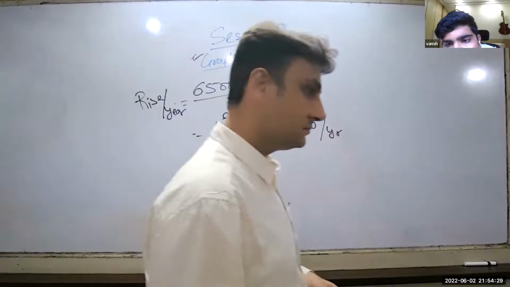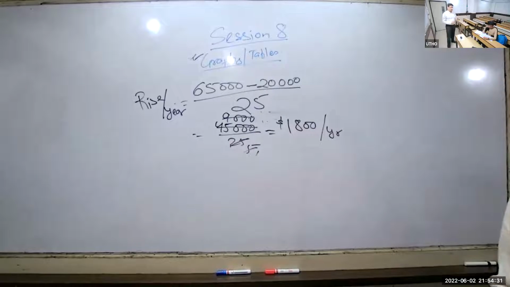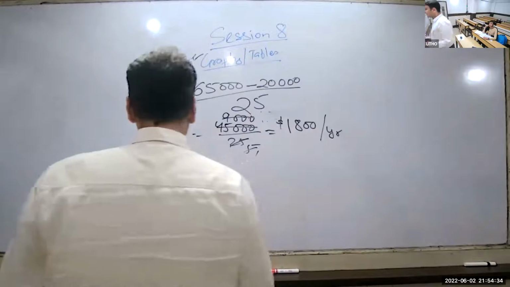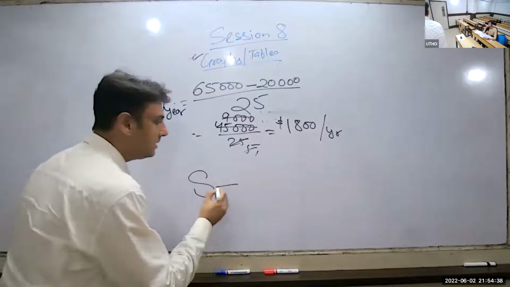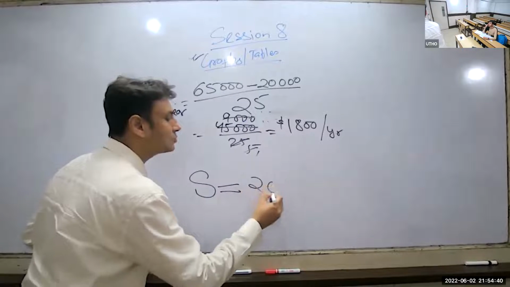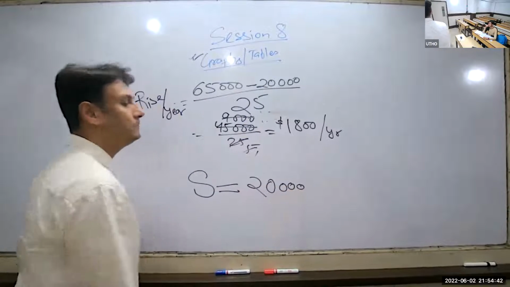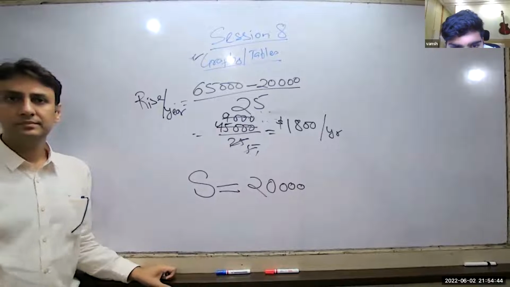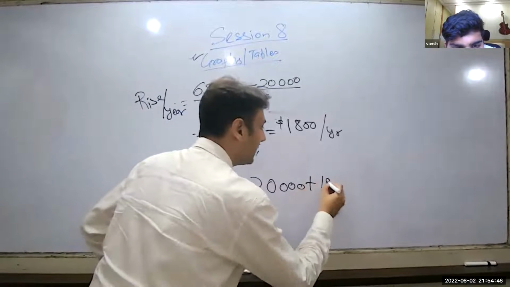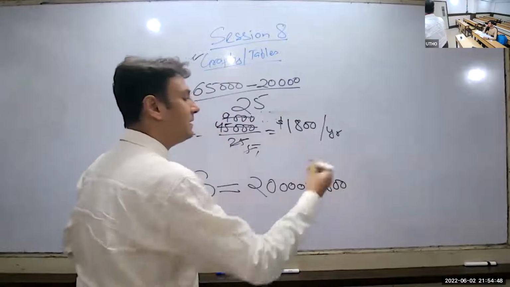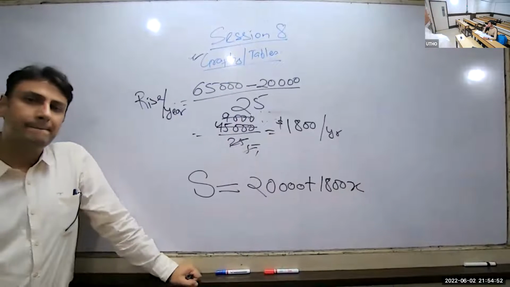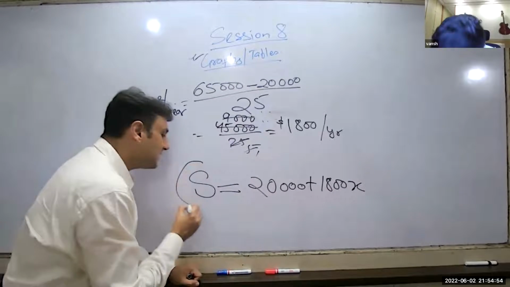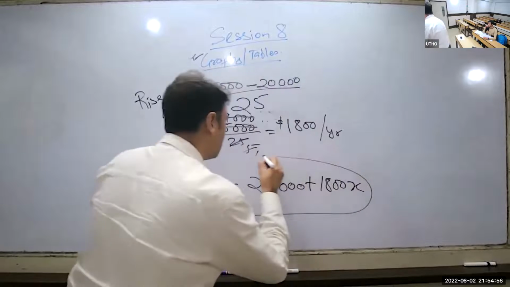So if that is the case, guys, if I want to find somebody's salary, let's say S, if a fresher comes in, he will get $20,000. Plus $1,800 per year, let's say X years of rise. Can I not say this is the equation of the line of best fit?